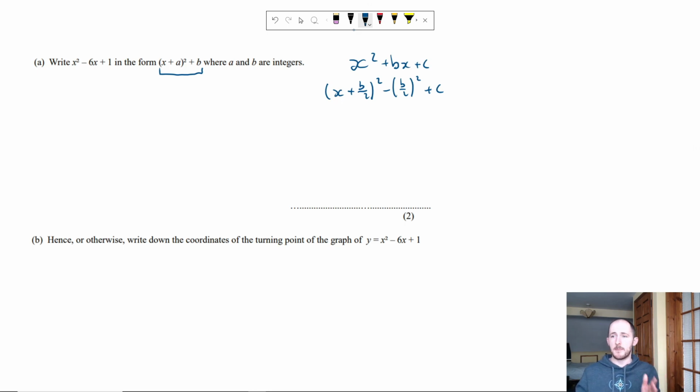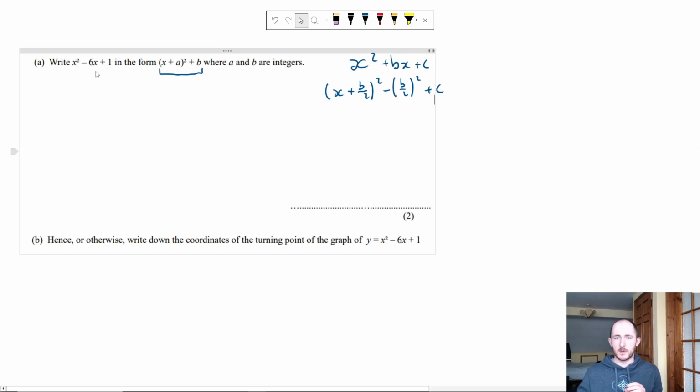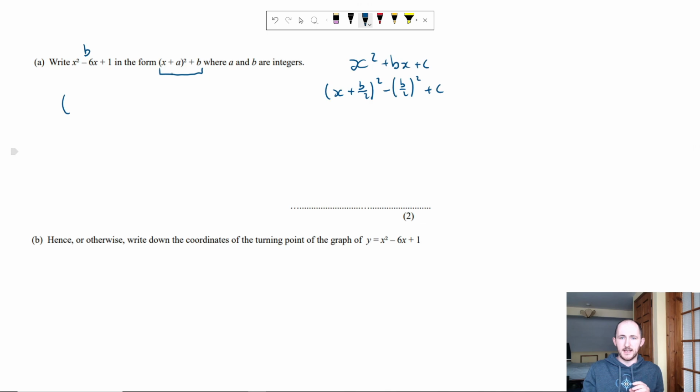That's it, okay? A few things to note though is that there is no value in front of the x squared, okay? And we'll come on to examples where there is a value in front of x squared a bit later on. So for this question here, it says write x squared minus 6x plus 1 in this form. So what we're going to do is, just looking at our equation, b is the number in front of x, and that includes the sign, so in this case minus 6.